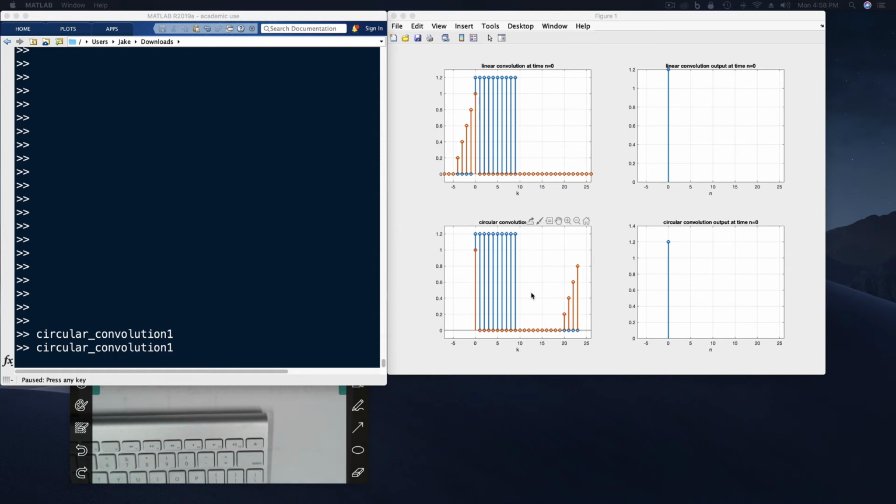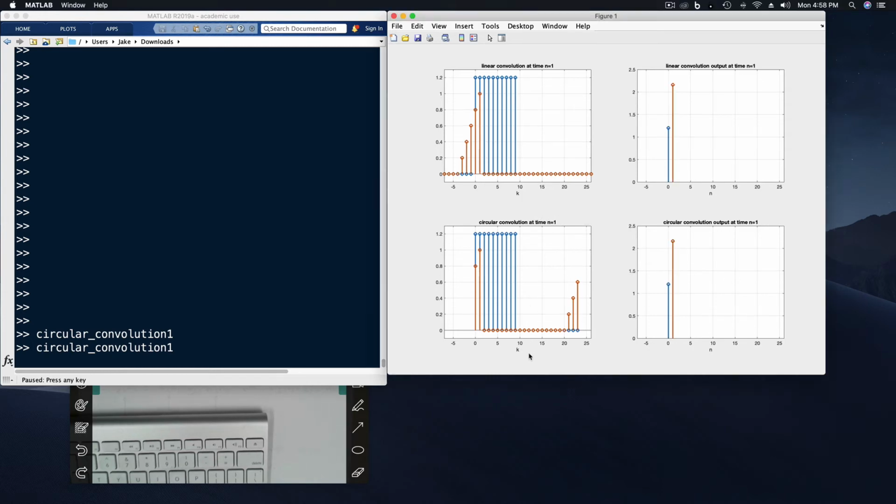Now, as we tap the space bar and watch the circular convolution happen, notice that from the perspective of where the samples overlap, we're getting similar overlap patterns between the linear convolution and the circular convolution.